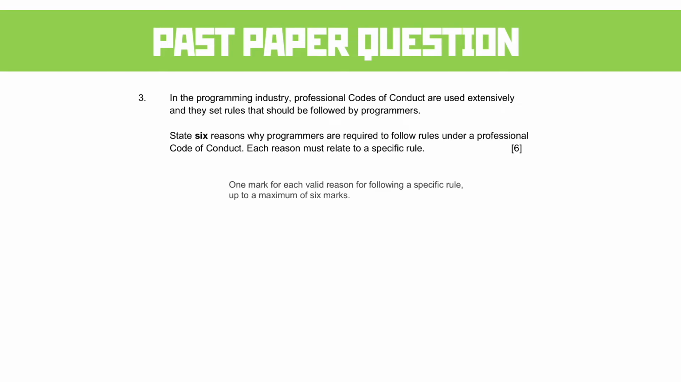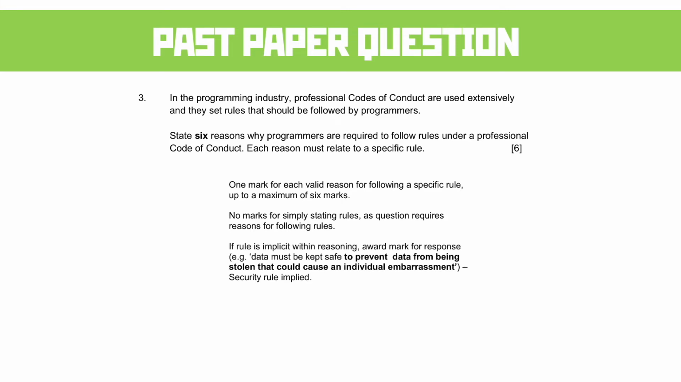Okay, so we're giving 1 mark for each valid reason, up to 6. No marks for stating the rules. We need to give the reason, so it's the rule and the reason that gets you the mark. And if the rule is implicit, like data must be kept safe to prevent data from being stolen that could cause embarrassment, then that implied rule is given a mark. And again, this is indicative content. It's some of these, or all of these, or similar things. It doesn't have to be word for word exact. But it's nice to see how the exam board expect us to answer before we attempt it.